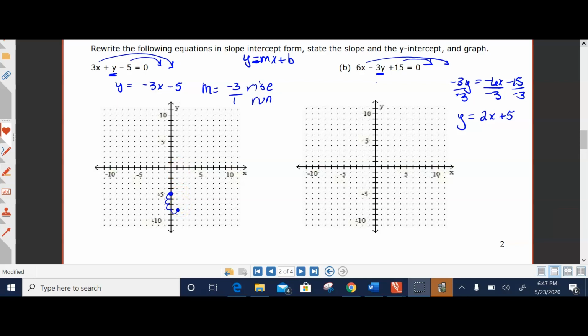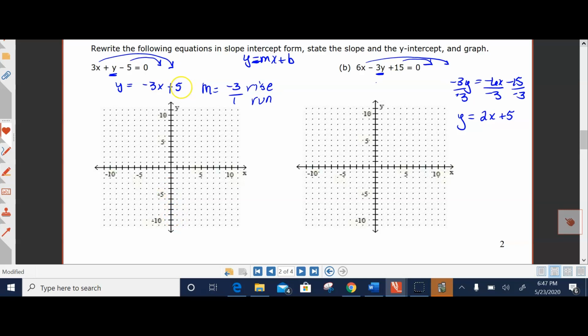So did you catch my mistake? Right here, for the 3x, I have to subtract 3x to transfer it to the other side. And for this one, I have to add 5 on the other side to transfer the 5. So my equation was wrong. I knew something wasn't right when I plotted that second point. So I found my mistake. So let's fix this graph.